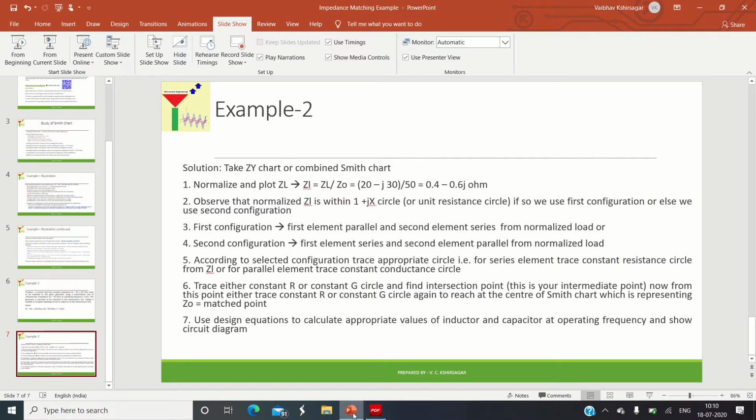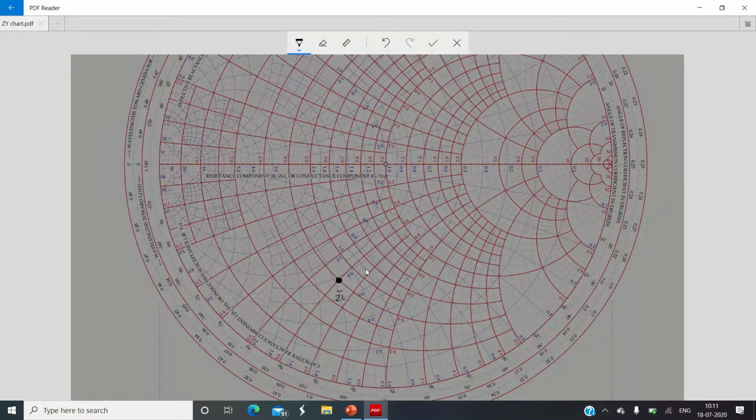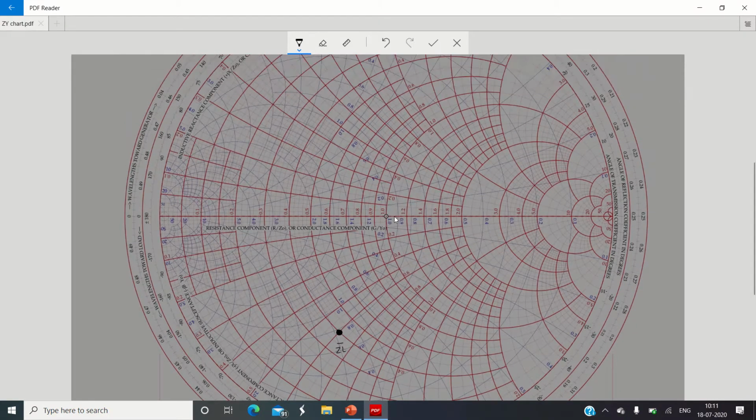Okay, so the next step is to observe whether this plotted load impedance is located within the 1 plus jx circle. We already know what the 1 plus jx circle is. It is a unit resistance circle. Okay. Now here I will not highlight this particular circle. Obviously, this particular normalized value of load impedance is located outside of this 1 plus jx circle. If this is the case, then as per theory, in order to design the impedance matching circuit, we will make use of the second configuration.